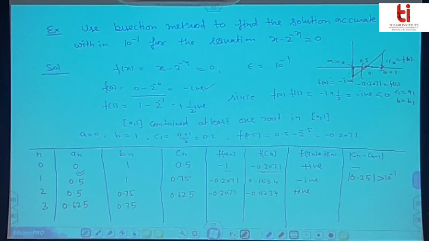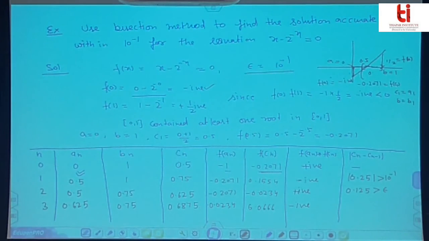And the value of C, the midpoint of this, is coming out to be 0.6875. Function value at 0.625 is negative, minus 0.0234, and function value at 0.6875 is 0.0666. Multiplication is negative. Now take the difference between C and Cn minus 1: 0.75 minus 0.625 is coming out to be 0.125. That is again not less than epsilon. Epsilon is your 10 to the power minus 1.